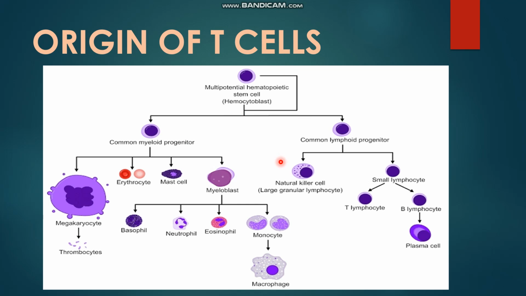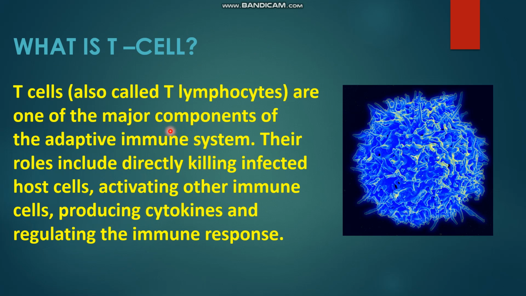From this, common lymphoid progenitor leads to form the small lymphocyte from which two cells are derived, that is T lymphocytes and B lymphocytes. Here T represents thymus and B represents the bone marrow derived. So what is T cell?